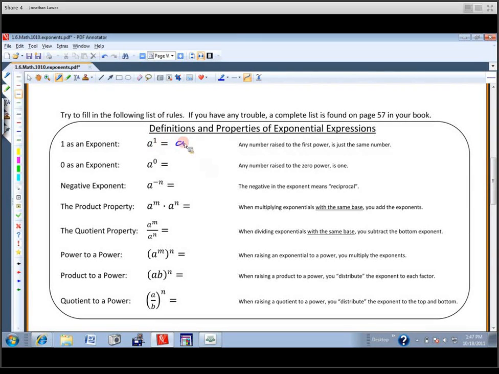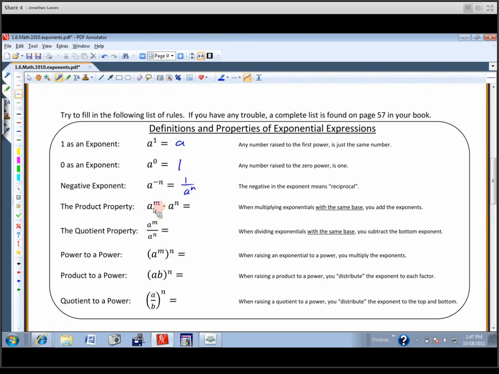All right? Now that brings us to the last thing on this page, all of these different properties of exponential expressions. So if you have 1 as an exponent, that's great news because it's just whatever the base is. Any number raised to the first power is just that same number. 0 as an exponent. Any number to the 0 power is always 1. Remember, that's 1. And then if you've got a negative exponent, remember that negative means reciprocal, so this would be 1 over a to the n.